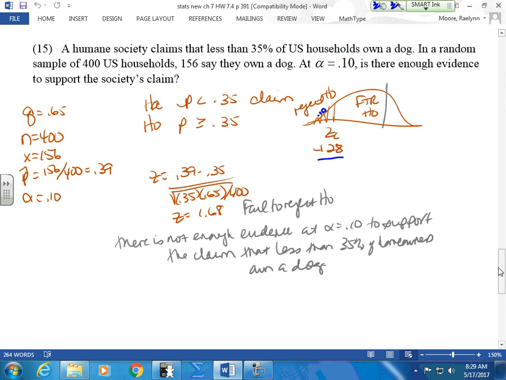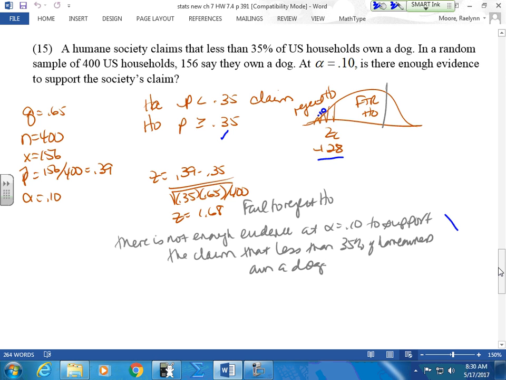So I fail to reject H0. That's this guy. If I fail to reject this, I cannot support this because I have to keep this. I think it's more than 35, but I have to follow my table and say there is not enough evidence at a level of significance of 0.10 to support the claim that less than 35% of households own a dog.